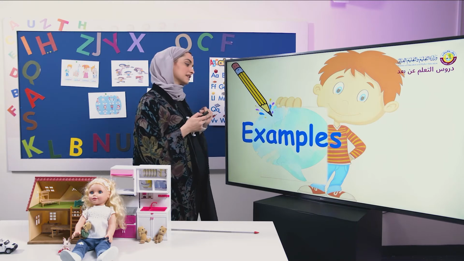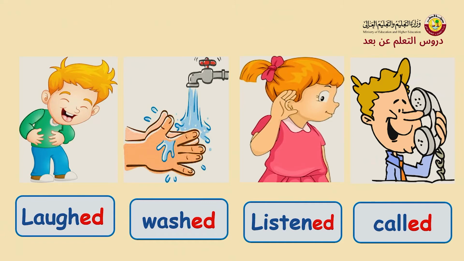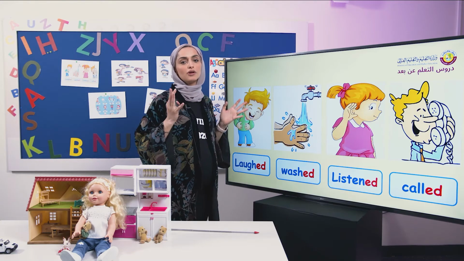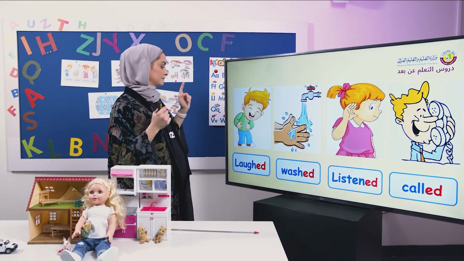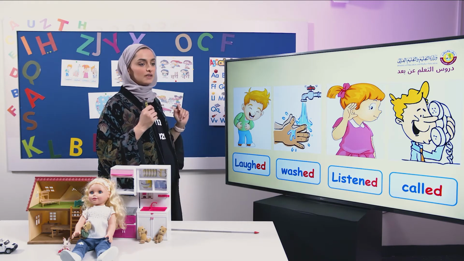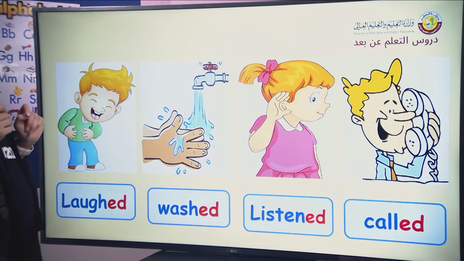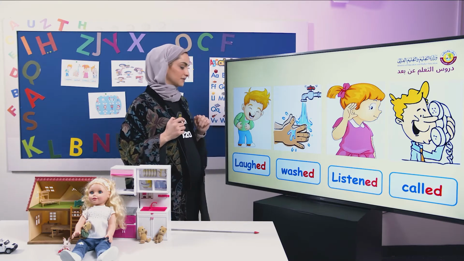Okay, my students, now let's learn more and more by reading some examples. Are you ready? Look here, we have 4 pictures. Let's have a look at this boy. What did he do yesterday? Or what did he do 1 hour ago? Let's see. Loved. So the main verb is love and we added ed. Repeat after me. Loved. One more time. Loved. You are great.